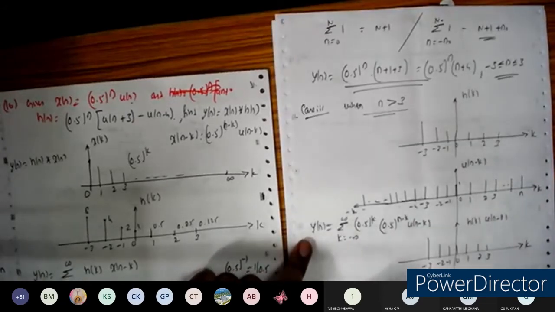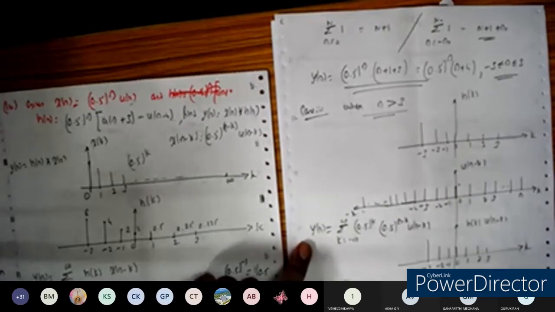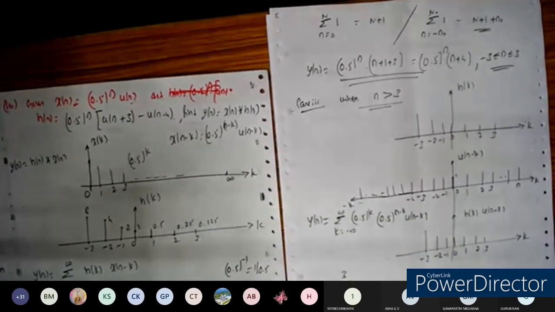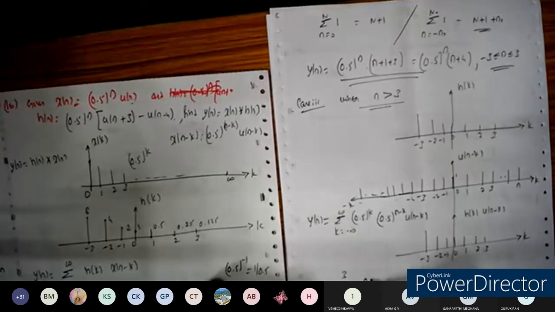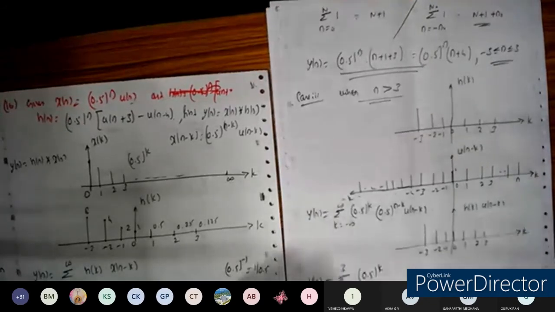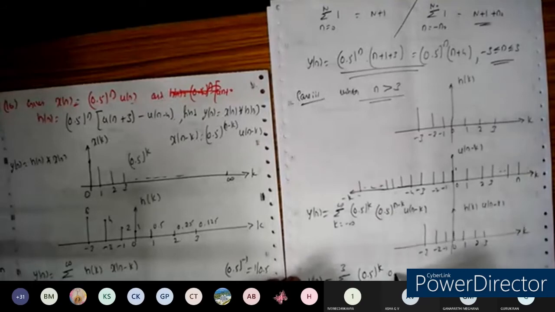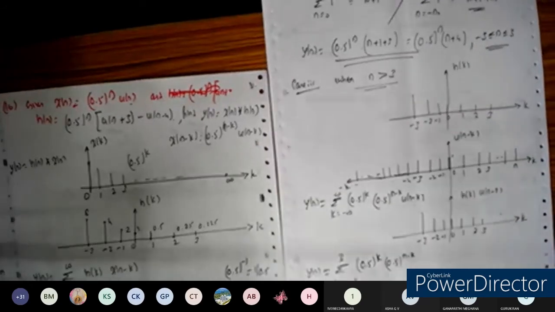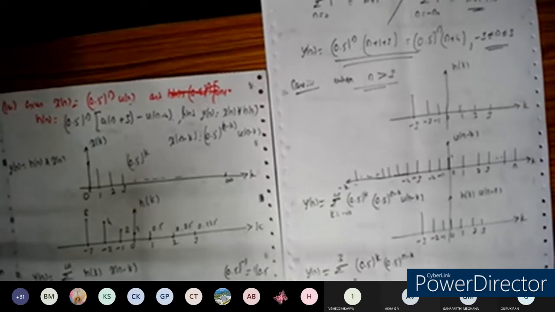So the product is going to exist from -3 to +3. I can change the limits of the summation, k equal to -3 up to +3. So the summation is 0.5 to the power of k, and this is 0.5 to the power of n minus k we will get here.